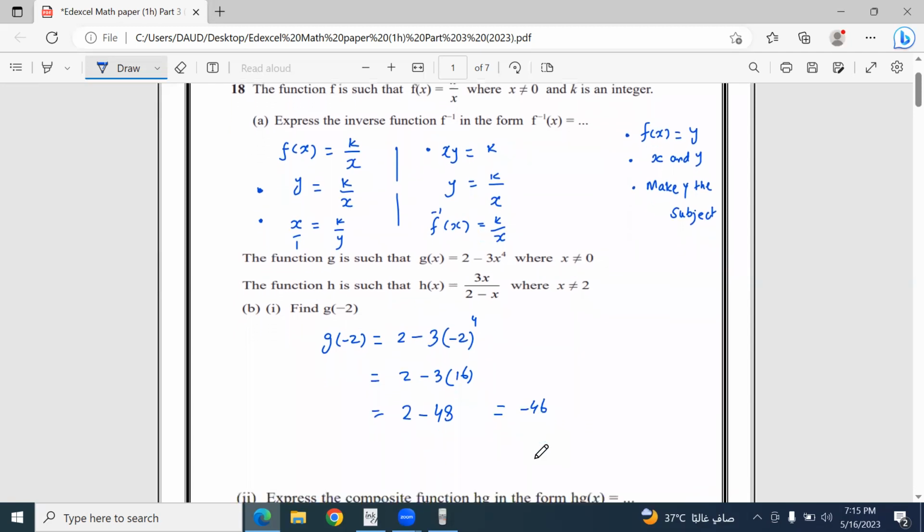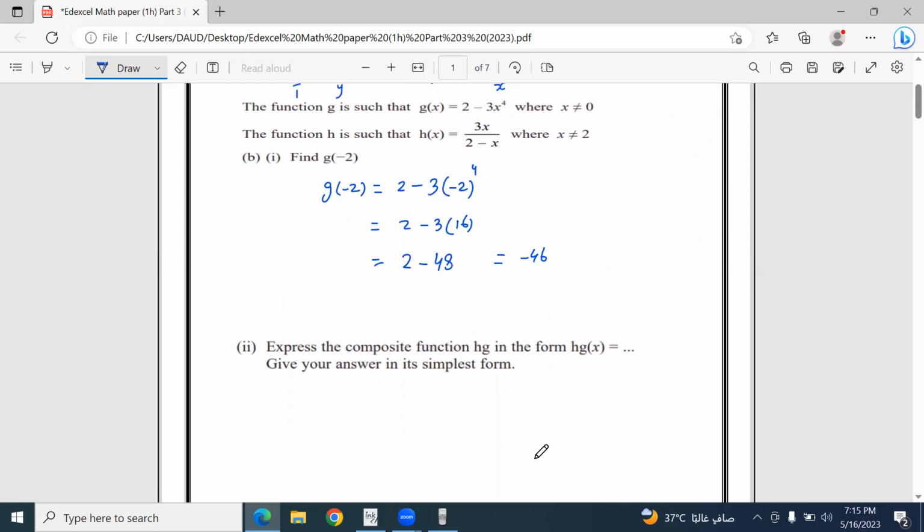Next, express the composite function. When one function is followed by another function, that is called a composite function. Here we have two functions, which are h and g. So we are looking for the answer of hg of x in its simplest form. So first I will write g of x. As we know, g of x is given in the previous part, which is 2 minus 3x power 4. After this, replace this whole function 2 minus 3x power 4 in the function h.